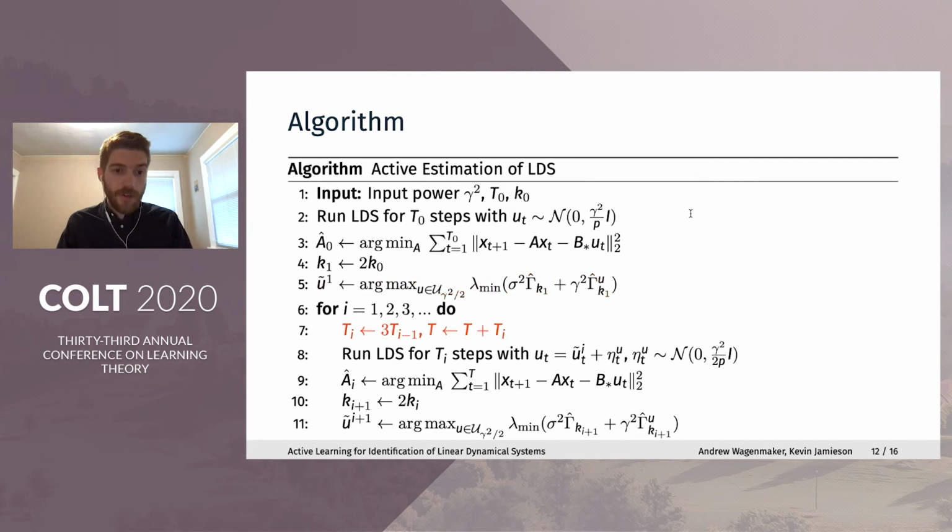We're going to increase our epoch length. We're going to run our LDS again. And now we're going to be playing inputs that are a combination of noise and the inputs we just solved for to be optimal. We're going to come up with a new estimate of our system from this data, and we're going to find a new set of inputs. We're just going to keep repeating this. We keep increasing the epoch length, finding an estimate of the system, and updating the inputs.